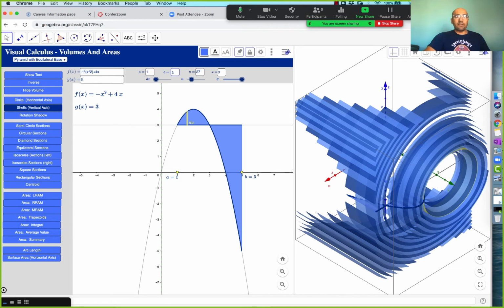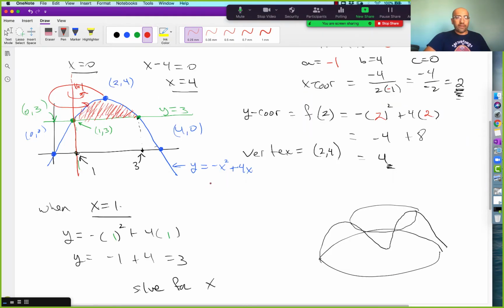And now as far as the work that you're going to show, the reason you might need it is because when we set up our integral to actually find the volume, it might be important to know where x is going. X is ranging over this little region from 1 to 3. And also, when we set it up, we might need to know where y is going, and y is going from 3 to 4.